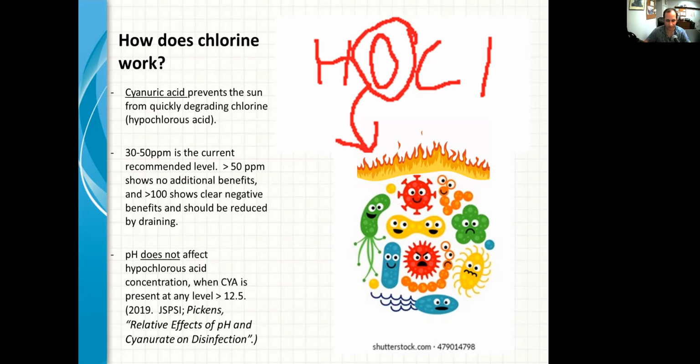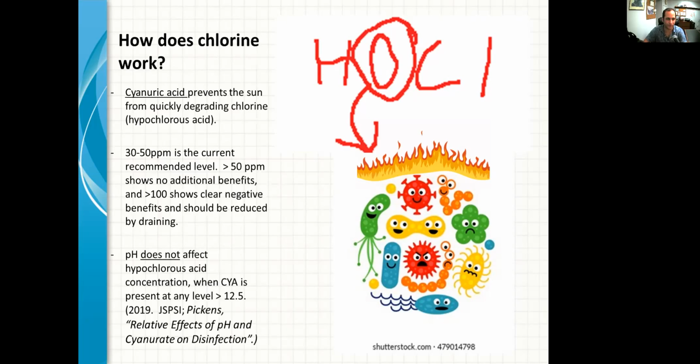Currently, the recommended level for cyanuric acid is 30 to 50 ppm. Any greater than 50 ppm doesn't show any additional benefits, and above 100 ppm shows clear negative effects, and you should reduce that to increase your chlorine's effectiveness.